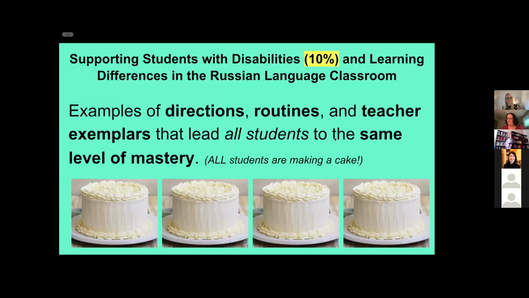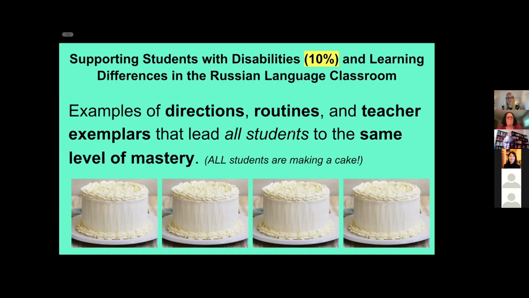Thank you for that. So today in supporting students with disabilities, I'd like to mention that of those 161 students, about 10% of my students have learning disabilities ranging from ADHD to autism to specific learning disabilities that can happen from different brain injuries. And so today I'm going to give you some examples of directions, routines, and teacher exemplars that lead all of my students in my classroom to the same level of mastery.